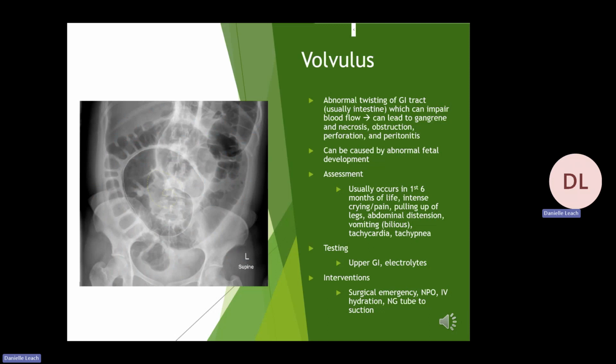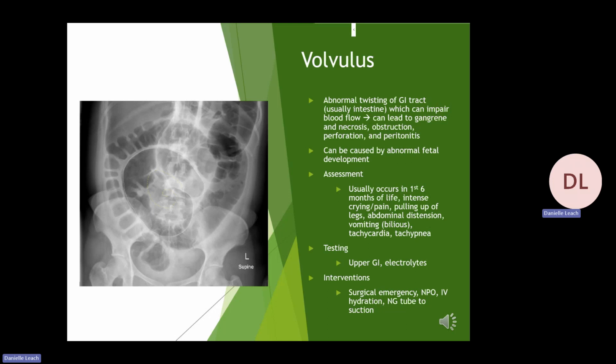Volvulus. So a volvulus is an abnormal twisting of a portion of the GI tract, usually the intestine, which can impair blood flow. This abnormal twisting can lead to death and gangrene of the involved segment of the GI tract. It can lead to intestinal obstruction, perforation of the intestine, and peritonitis. Other structures like the stomach, small intestine, cecum, and sigmoid colon are all subject to volvulus.